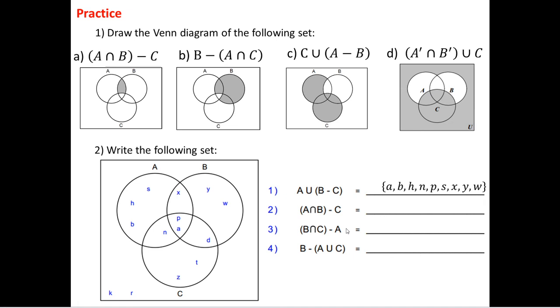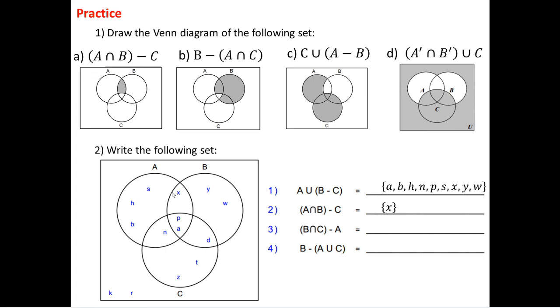For number two, what is the set A intersection B minus C? First, find the intersection of A and B. The intersection has the elements X, P, and A, right? Subtract C, meaning subtract all elements of C. It means we subtract P and A because P and A are part of C. So we are only left with X. So this is a singleton set with element X only.